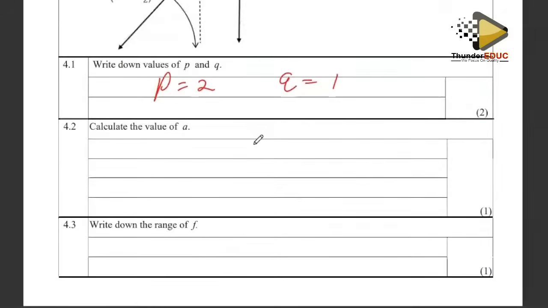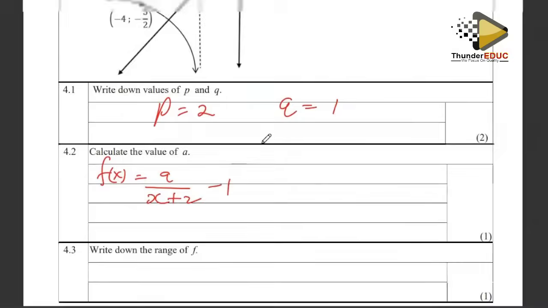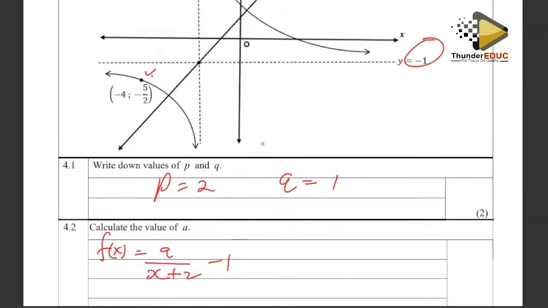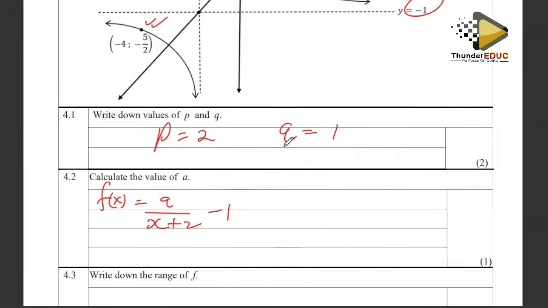Doesn't make sense, but it's fine. Let's give it a try. So f of x is equal to a over x plus 2 minus 1. So we're going to use the coordinate that we know, the -4 and then the 5 over 2, because it can't be just 1 mark for, you know, there's a lot that needs to be done. Okay, so it's -5 over 2 is equal to a over -4 plus 2 minus 1.